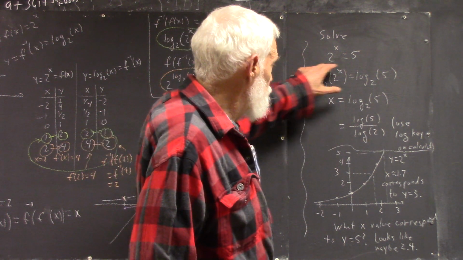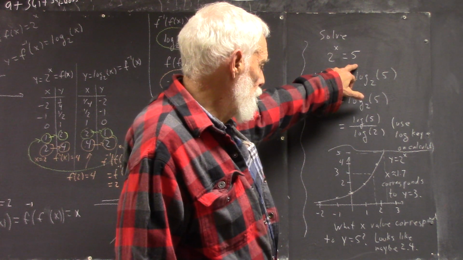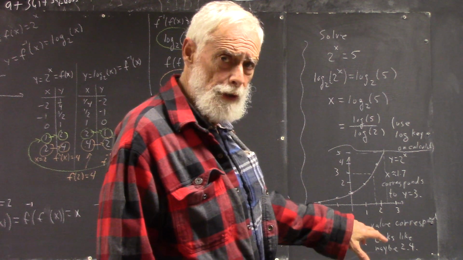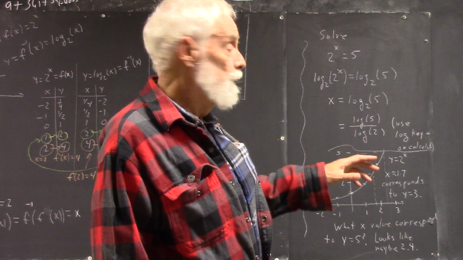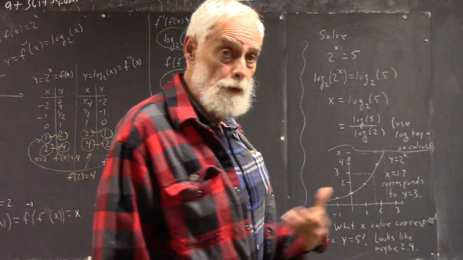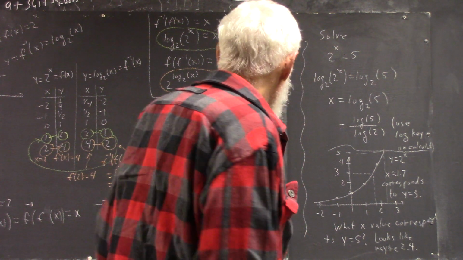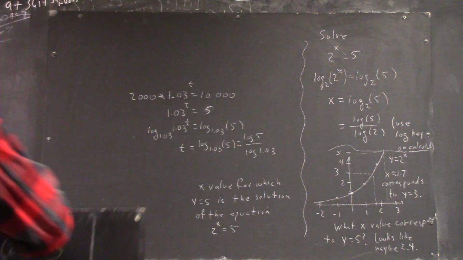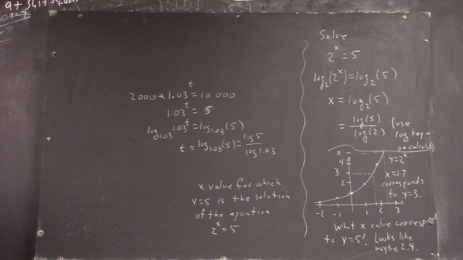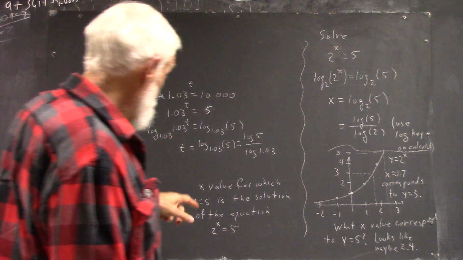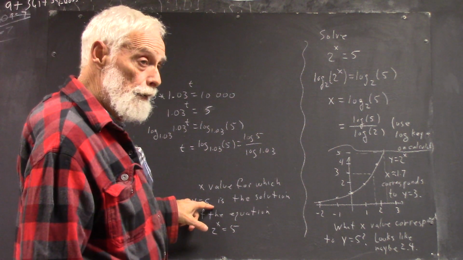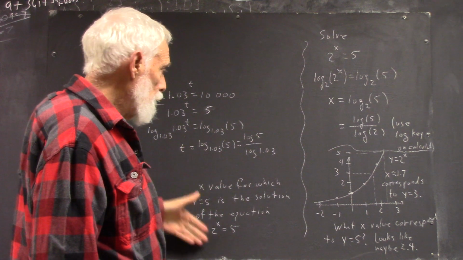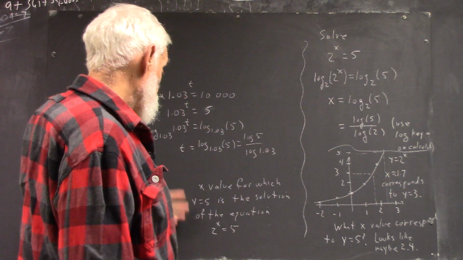So this equation says what x value on the 2 to the x graph corresponds to y equals 5. And you want to understand the equation that way, and you also want to understand how to solve the equation using the inverse function, using the log base 2 function. So we say that the x value for which y equals 5 is the solution of the equation 2 to the x equals 5. Now that's the y value on the graph of 2 to the x. I did write all that up.